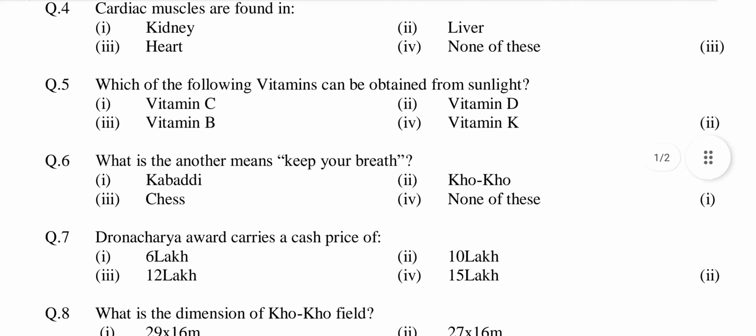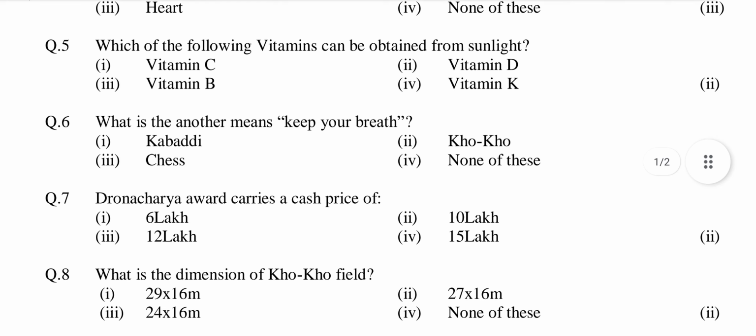Question number 5. Which of the following vitamins can be obtained from sunlight? Option first, vitamin C. Second, vitamin D. Third, vitamin B. Fourth, vitamin K. Answer is option second, vitamin D.